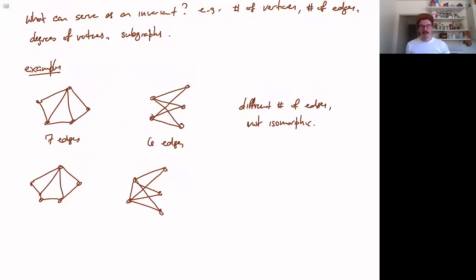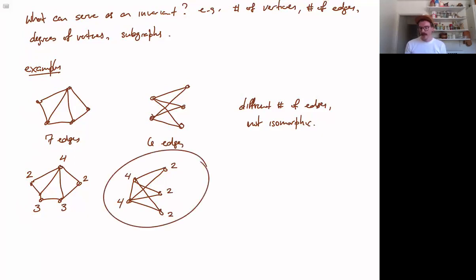So let's check the degrees of the vertices in these graphs. So in the left one, let's see, this vertex has degree 2, this vertex has degree 4, 2, and this has degree 3 and degree 3. And in the right-hand guy, these vertices each have degree 2, and these vertices each have degree 4. So we can see that they are different because, for example, this graph has a couple of vertices of degree 3, and this graph has none at all.